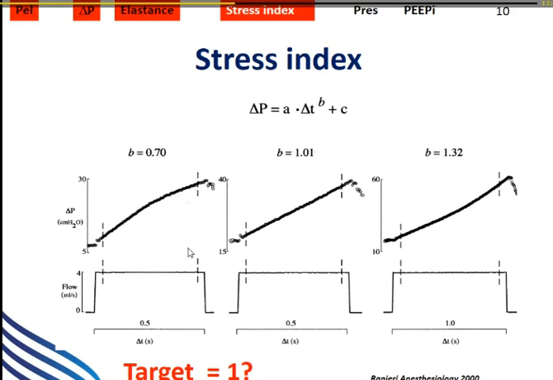But again, we have no strong evidence in the literature suggesting first to use a stress index, and second, to target 1 as a value for the stress index.